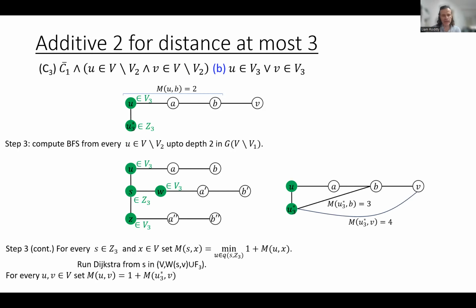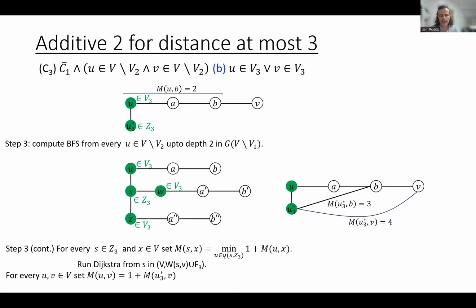We take for every vertex in Z3 and go through all the vertices here, U, W, and Z, that are the vertices that are in the set Q, S, Z3. And we go through all these vertices and take the best estimation to every other vertex in the graph. So in this case, the distance between U and B is 2, so we get for U star 3, a distance 3 in the matrix.